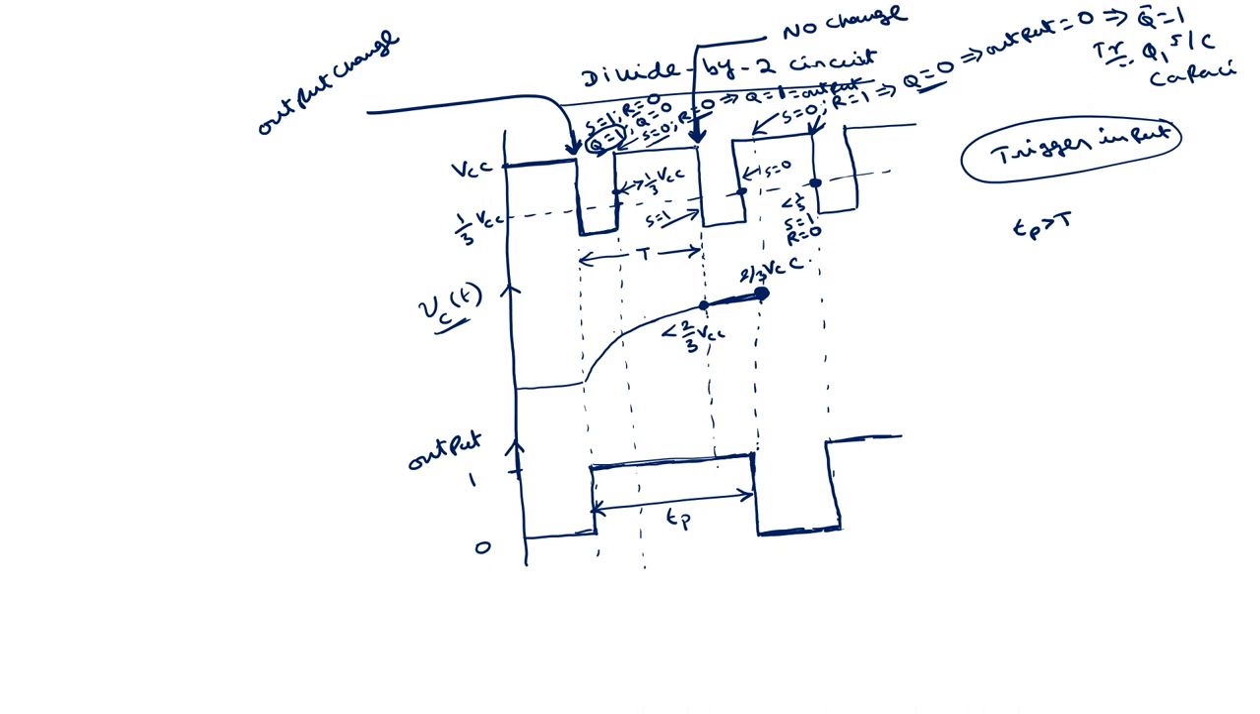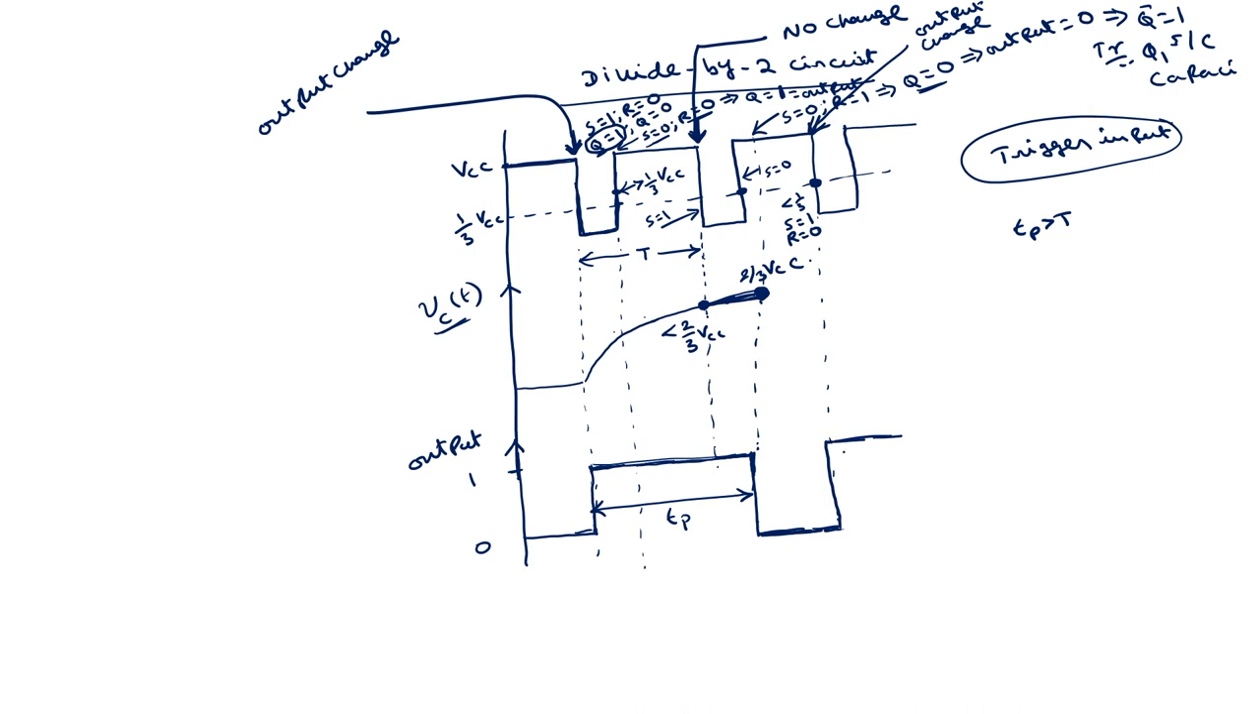Why? Because at the second negative going pulse, this capacitor has not yet charged up to the 2/3 VCC. That is why even if you apply the second trigger, the output will not change. But at the third negative trigger, again the output will change. Why? Because now the capacitor already charged to 2/3 VCC. So, the output became 0. So, output again changes to logic 1.